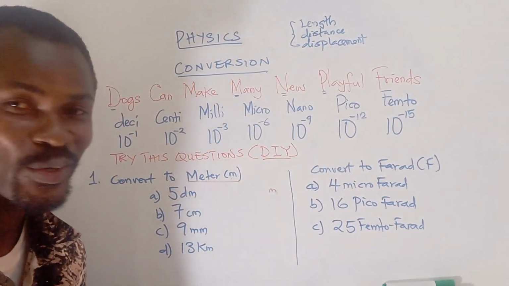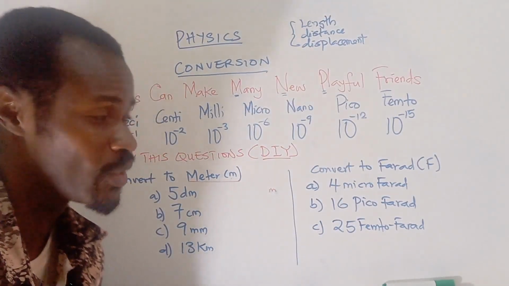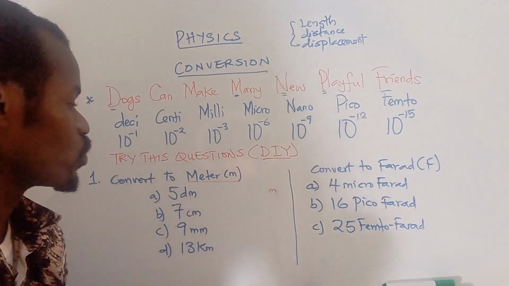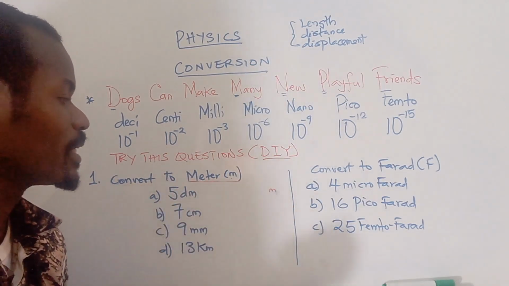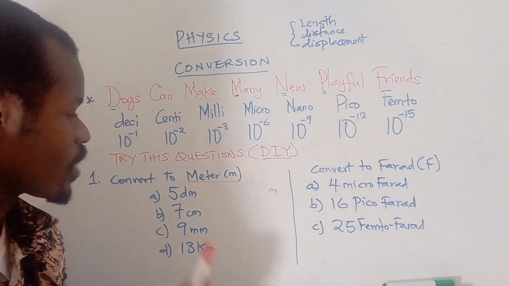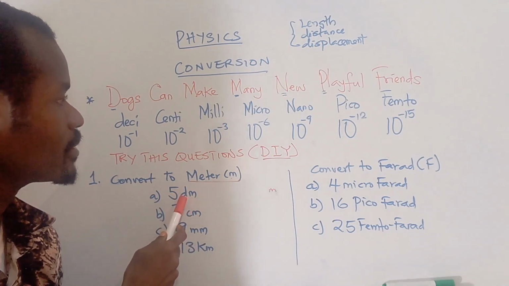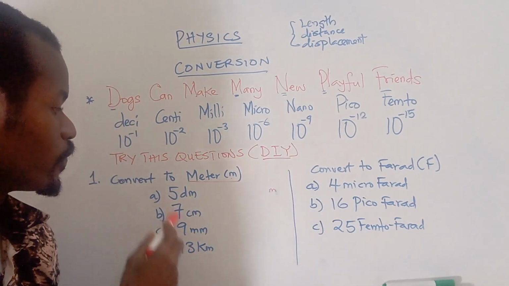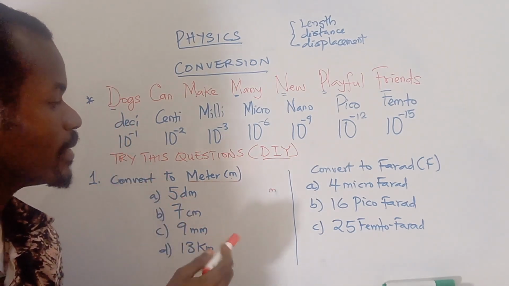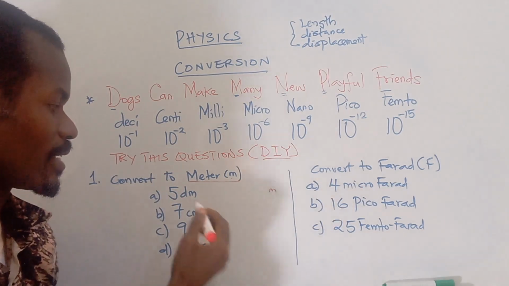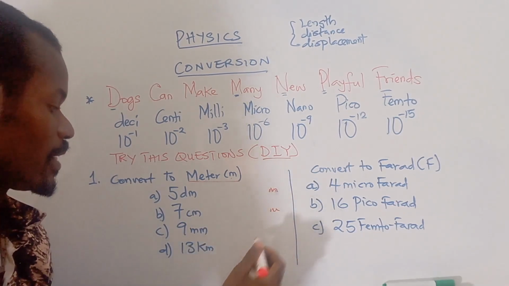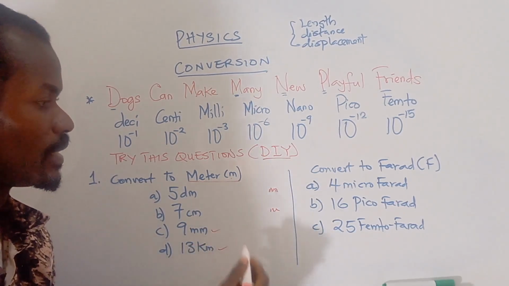At this point, I'm going to give you some work to do yourself. You have to try these questions. The question says convert to meter. So all you need to do is, we have 5 dm. You know what d means. It's deci. So 5, you know what to multiply, but ensure that your answer ends with m. For this it also ends with m, and for this and for this.